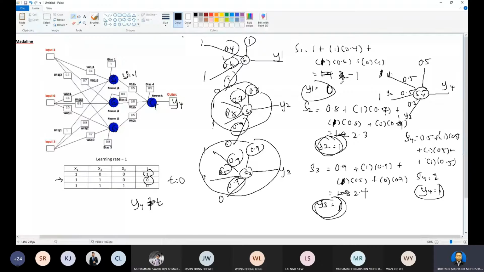No need. For S1, no need to adapt because we follow the target. Okay, follow the target. And then maybe another example here: I also get negative 2.3 for S2. That means y equals 0. So that means only S3. Okay, because only S3 we have to adapt, because only S3 does not follow the target.